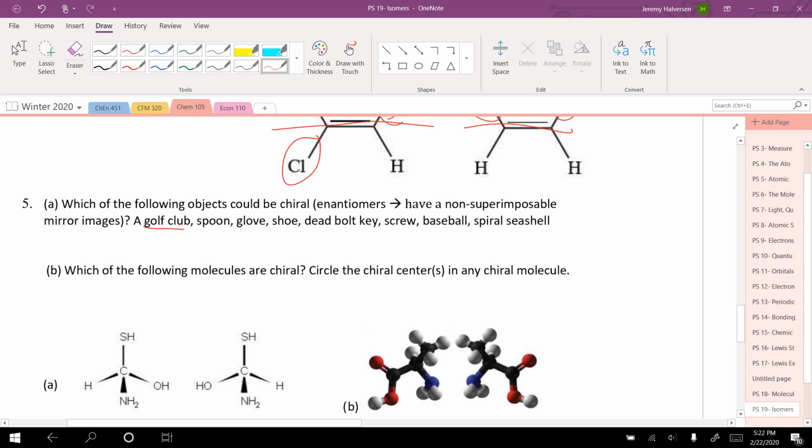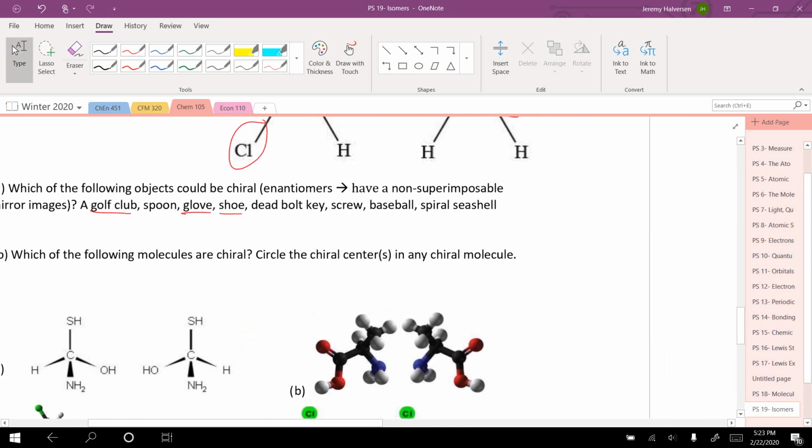Spoon, if you take the mirror image of a spoon, you could just slide it right over and it would fit inside itself. It's superimposable, so that would not be chiral. A glove would be chiral because our hands are mirror images of each other, but there's no way that you could line your hands up where one could, in theory, fit right inside the other. Shoes are going to be chiral, because there's a right-footed and left-footed.